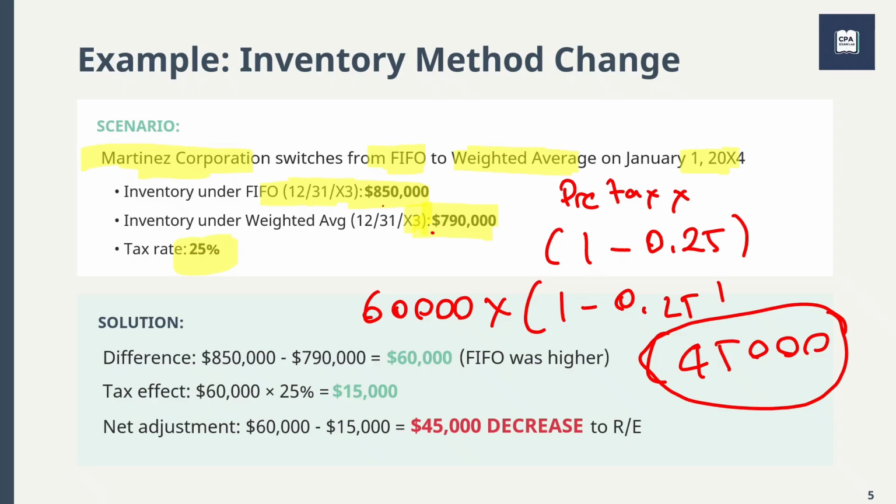Calculate the difference of $60,000, then calculate the tax effect, $15,000, and then you look at whether it increased or decreased. Because the inventory under weighted average is $790,000, it means previously we underestimated our cost of goods sold. So from this you can see it decreased, or you can use the formula. Either way you get the same amount. Based on this, you need to decrease their previous retained earnings by $45,000.